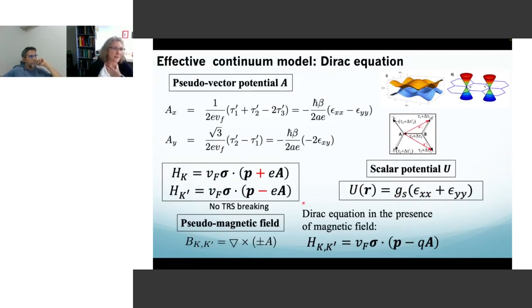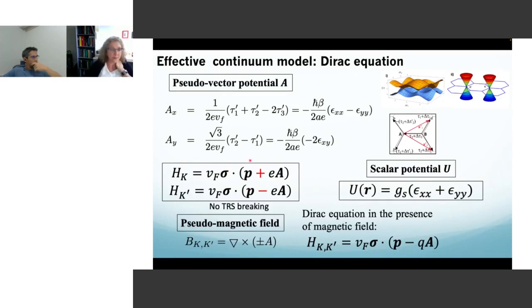So basically, electrons moving in the graphene lattice in the presence of a strain field, a generic inhomogeneous strain field, can be described in terms of effective Dirac fermions with a spinor structure. The spinor structure represents what happens at each sublattice in the unit cell, plus a scalar field.